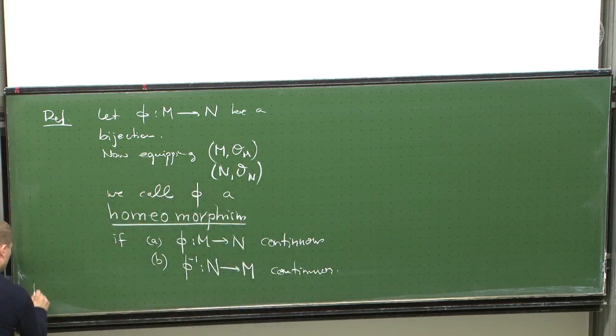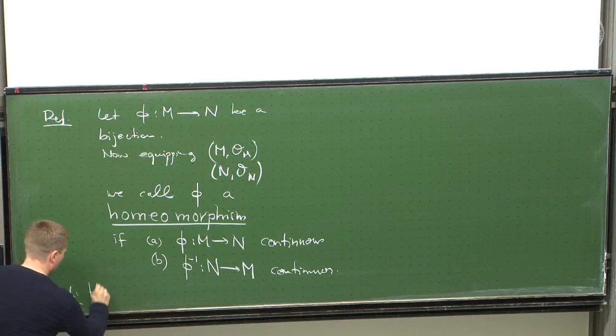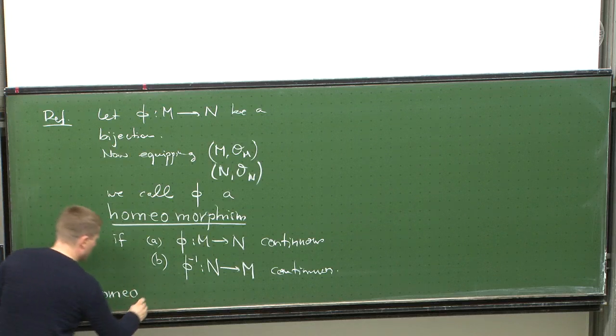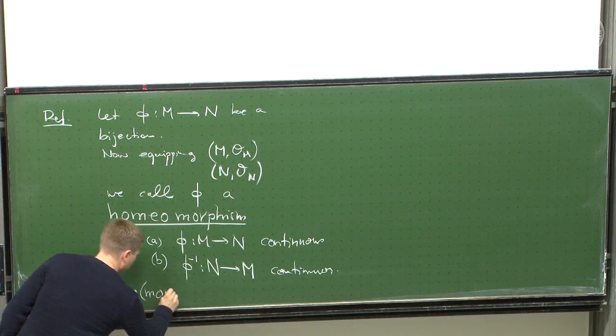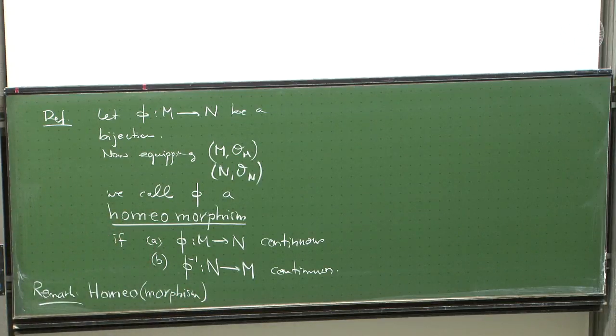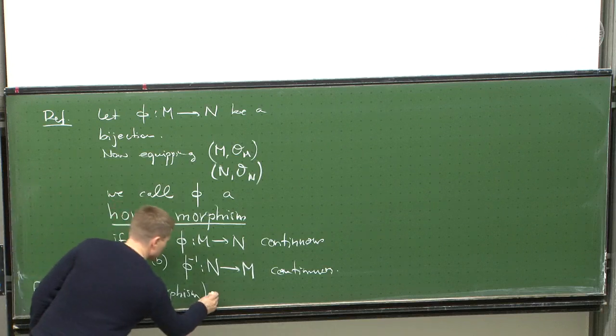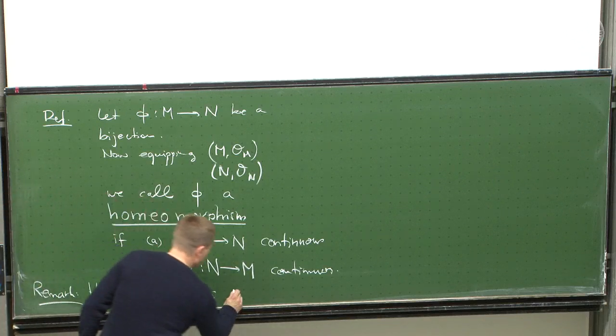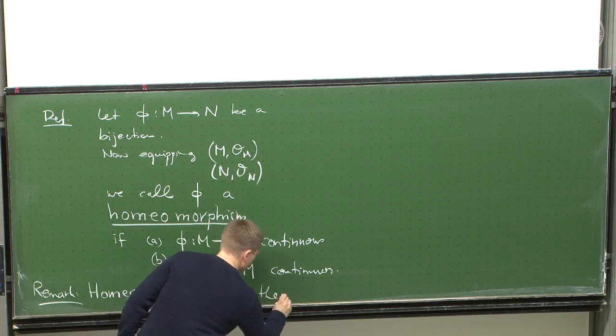And remark: homeomorphisms, and usually we write homeo and then the morphism part we suppress because it's a long word, homeos, meaning homeomorphisms, are the structure preserving maps.